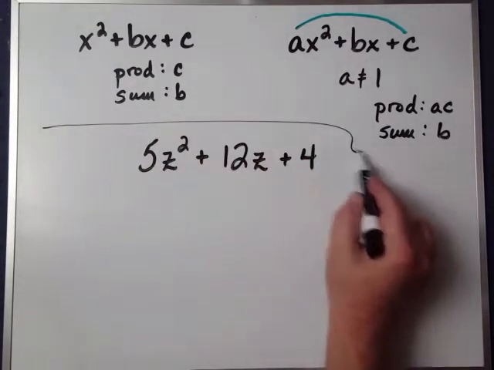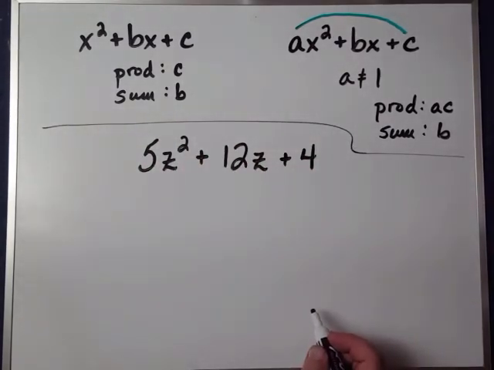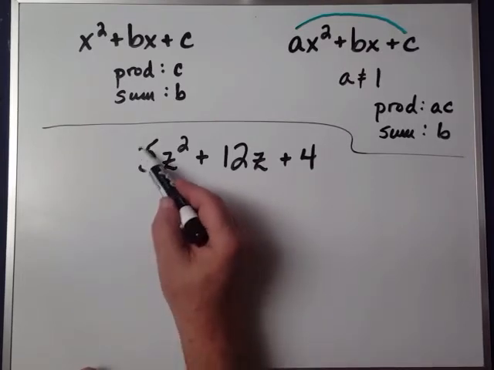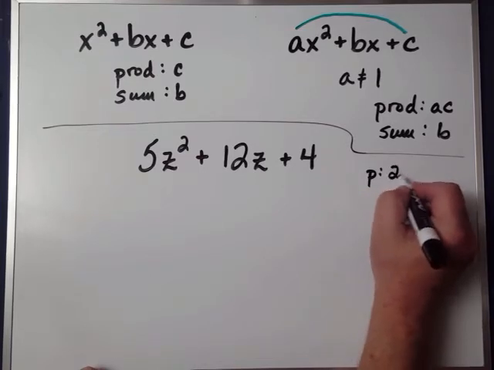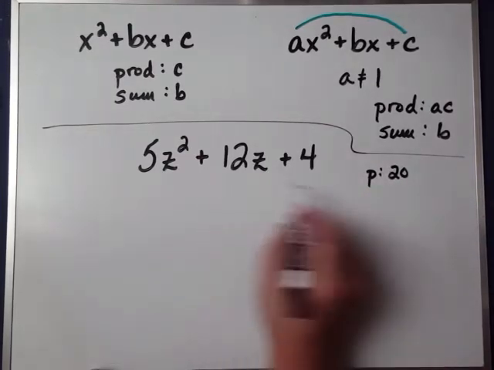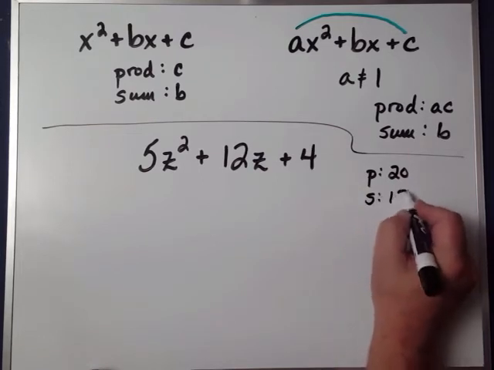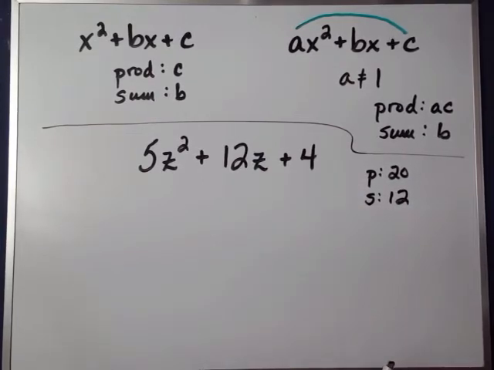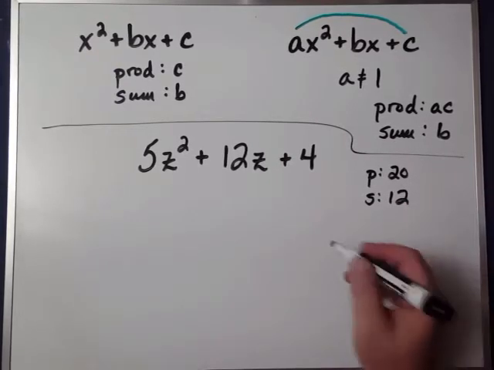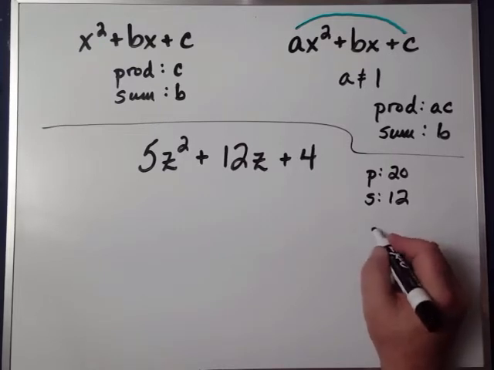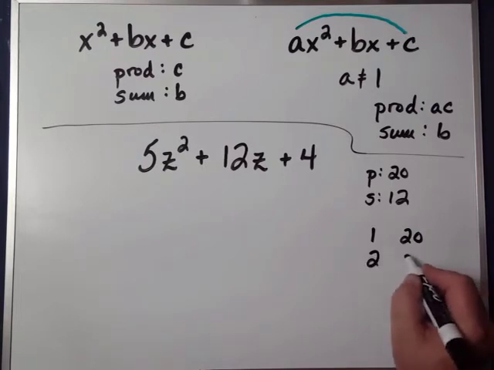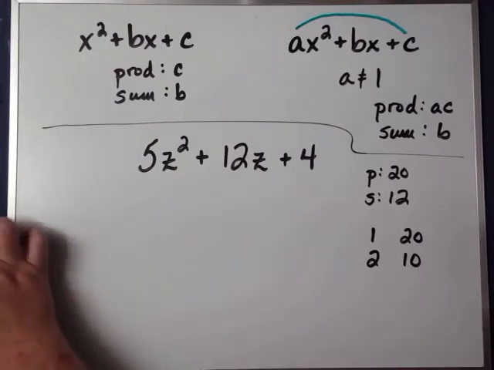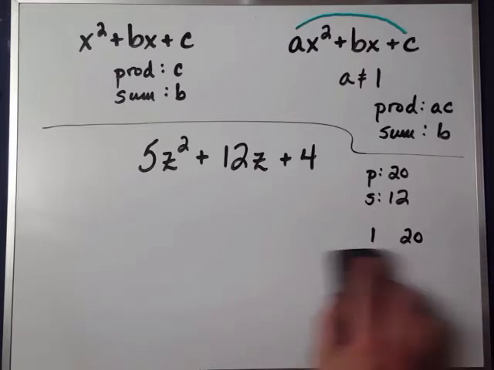So, I'm looking for two numbers whose product is A times C, 5 times 4. I'm looking for two numbers whose product is 20. And at the same time, those two numbers have a sum of 12. Can you think of any two numbers that would do that? Well, 10 and 2. Of course, you can always go down the list. Anytime you get stuck, you can list your factor pairs. Is it 1 and 20? Those don't add up to 12. Does 2 go into 20? Yes, 10 times. Those do add up to 12. So those are the two numbers that I'm looking for.